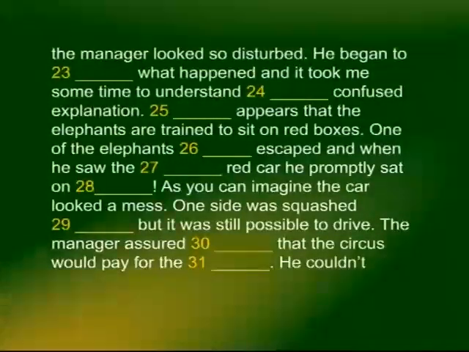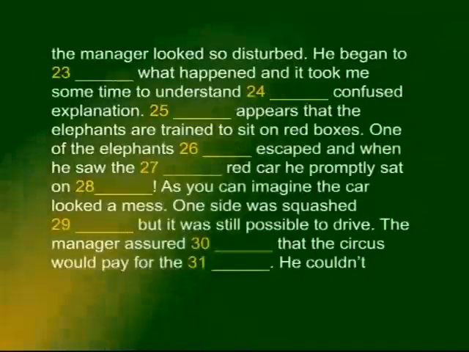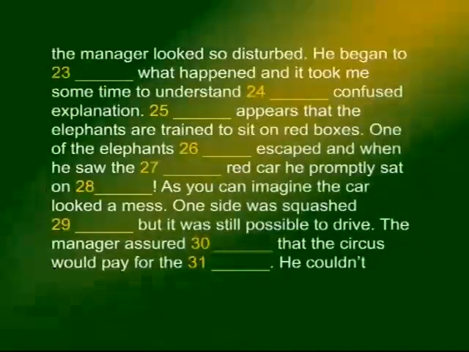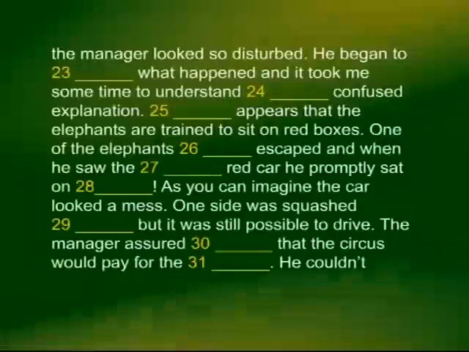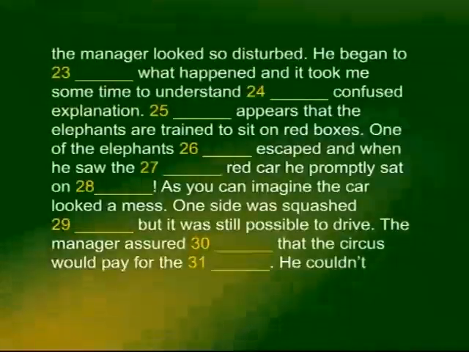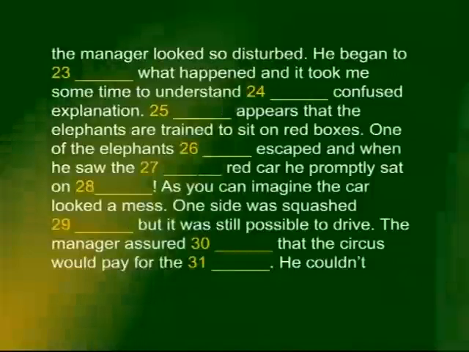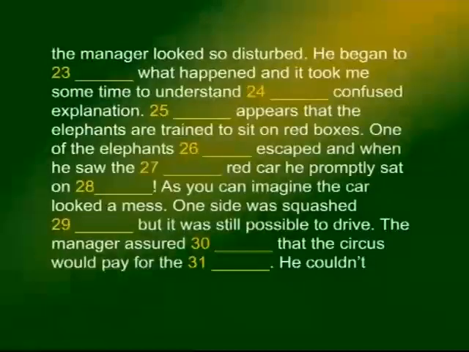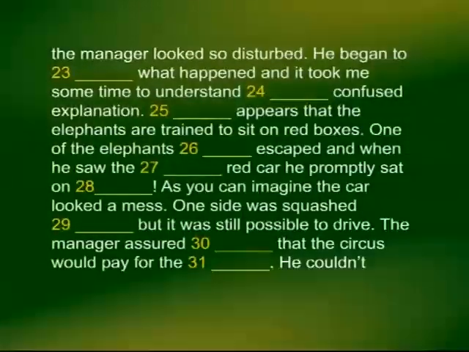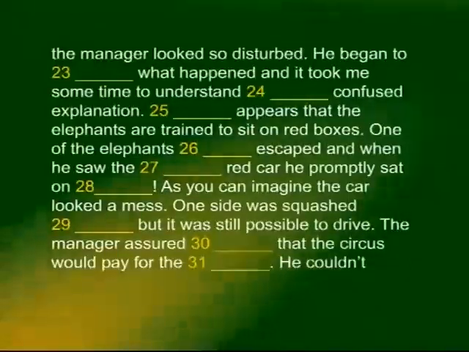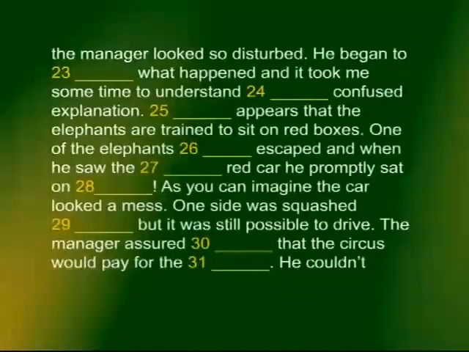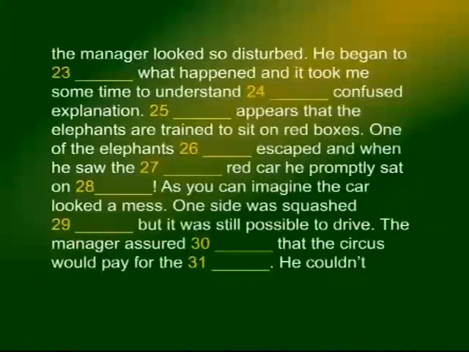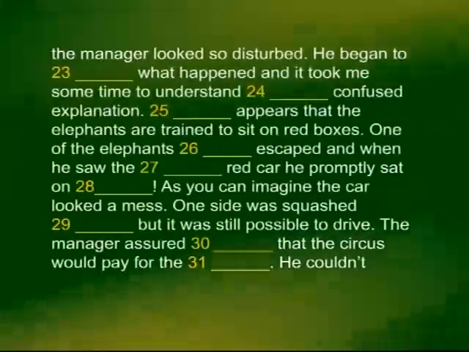"One of the elephants escaped, and when he saw the red car, he promptly sat on." So one of the elephants had escaped. The next, you just need an auxiliary verb. Had escaped. And it's a past tense, so it has to be had. "One of the elephants had escaped, and when he saw the," you've already got red and you've got car. So you have to have the word little. Go back to the beginning of the text, and you know it's the word little. So when he saw the little red car, he promptly sat on it.